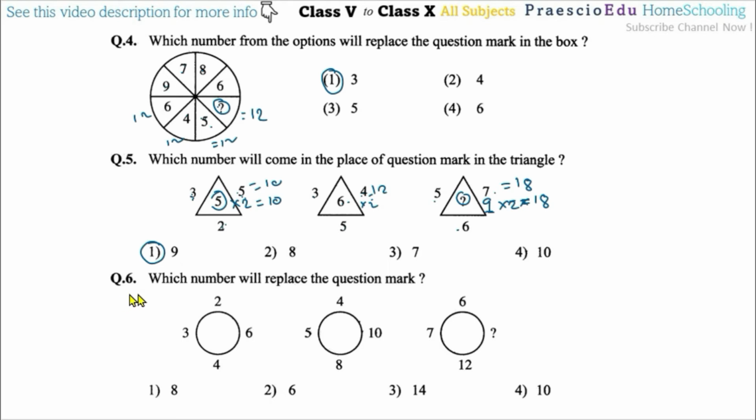Now question number 6, which number will replace the question mark? So here is the question mark. There is a relation: 2 multiplied by 2, we are getting 4. Likewise 4 multiplied by 2 is 8. 3 multiplied by 2, we can say at the center we multiply by 2, so 3 multiplied by 2 is 6, 2 multiplied by 2 is 4, 4 multiplied by 2 is 8, 5 multiplied by 2 is 10. Likewise 6 multiplied by 2 is 12, and 7 multiplied by 2 should be 14. 14, meaning option number 3, is the correct one.